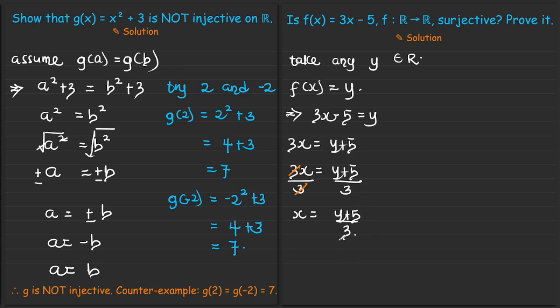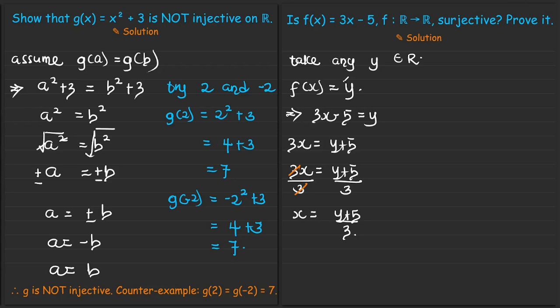Is there any value of y? No. Y is defined everywhere. So every y in the codomain is achieved. Since we can't prove that this is undefined, then it simply means it is surjective. That is how we do it.